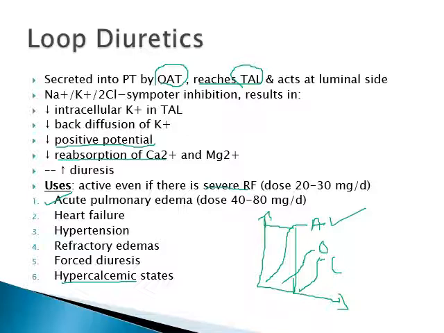Why? Because it is said that loop diuretics cause increased prostaglandin synthesis. How? Because they cause increased expression of the cyclooxygenase enzyme, which is involved in prostaglandin E2 synthesis. And due to this prostaglandin synthesis, there will be increased renal blood flow, so that can have some renoprotective role. Due to this, loop diuretics can be used in renal failure also, but not in anuria.